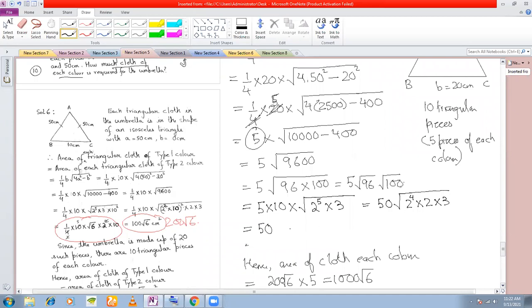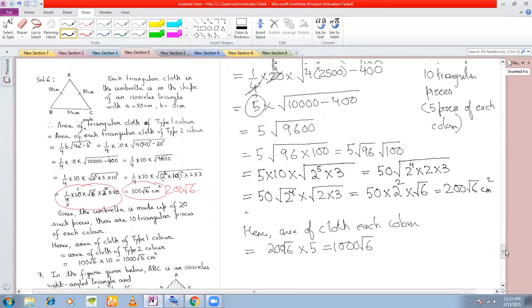Now what you can do is you can take square root over 2 to the power of 4 and you can take square root over 2 into 3. What is the square root of 2 to the power of 4? You half the power, you get 2 square, right? Any question till this part? And root over of 2 into 3 will be root 6. So this becomes 200 root 6 centimeters.